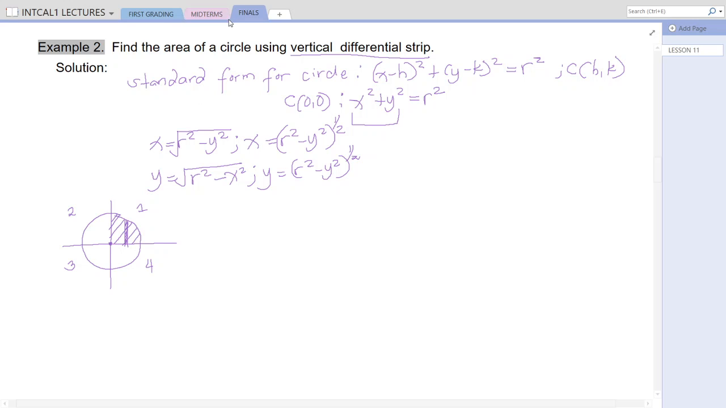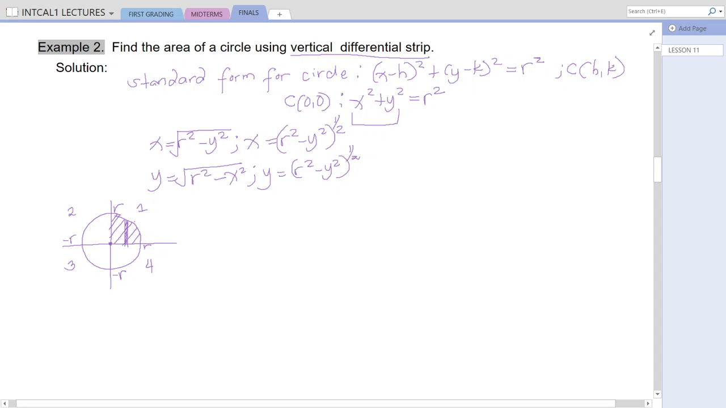And of course, for the radius, this is from 0 to r. The same with this one, from 0 to positive r. The same with this, from 0 to negative r. And then the same with this one, negative r. So we are going to use only one, and then multiply it by 4, since the radius there are all the same, the distance for the radius.